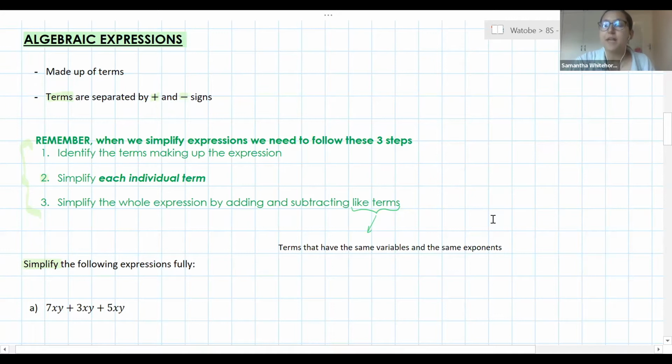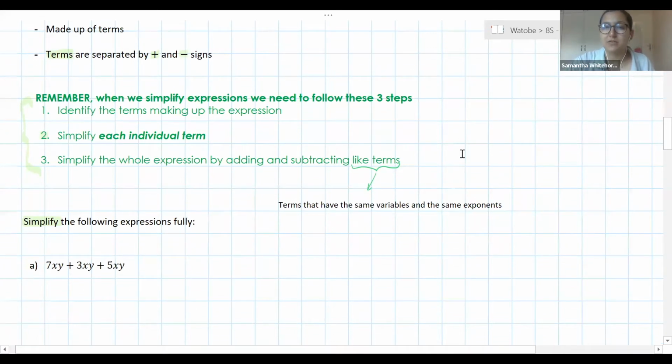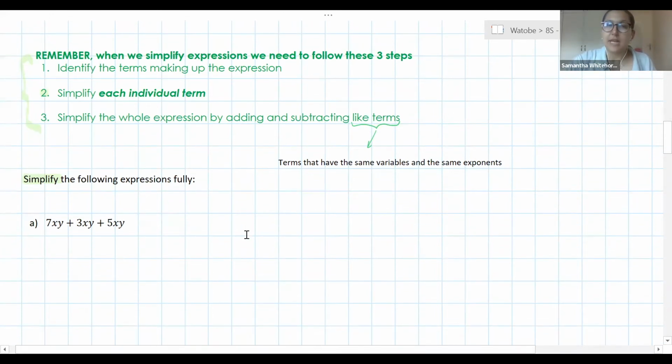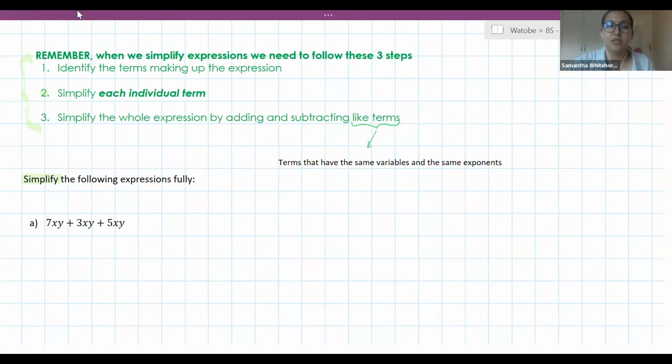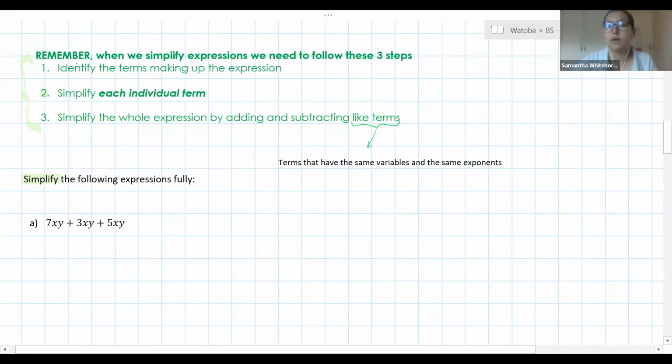And firstly, what we want to do is identify how many terms make up our expression. So if we have a look at question A here, can anyone, you can just pop it in the chat, how many terms do I have in this first expression of 7xy plus 3xy plus 5xy? How many terms are there? Nice, guys, well done. So I have 3 terms here. The plus and the minuses, in this case just the pluses, separate my terms. So I've got 1 term, 2 terms, 3 terms. And so I've got a 3-termed expression that I'm working with here.